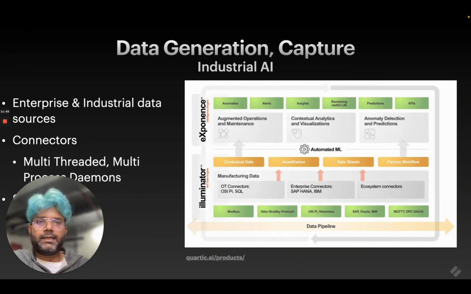And at the bottom, we can see that there are various kinds of protocols, for example, Modbus, Allen Bradley, OSI Pi, Historians. These are the various protocols through which factory machines are connected and sending data.